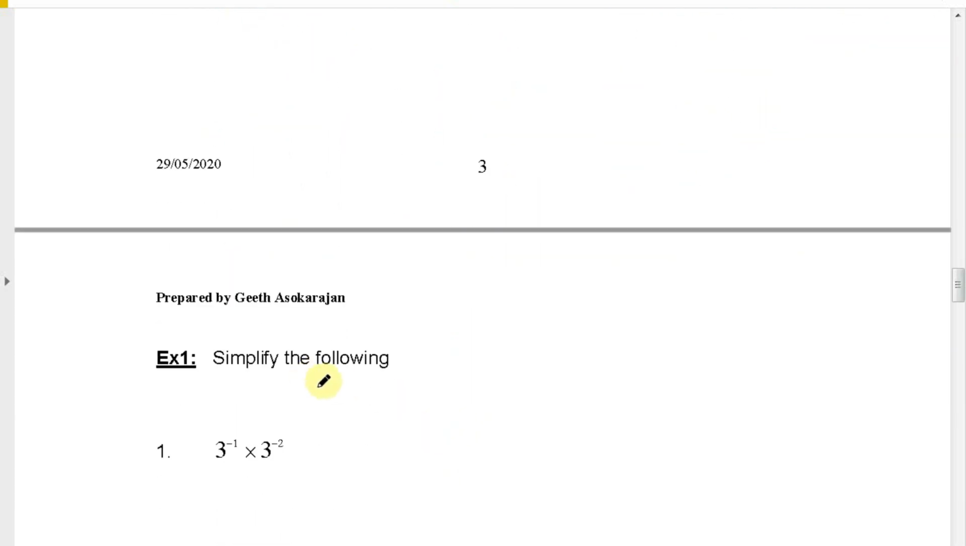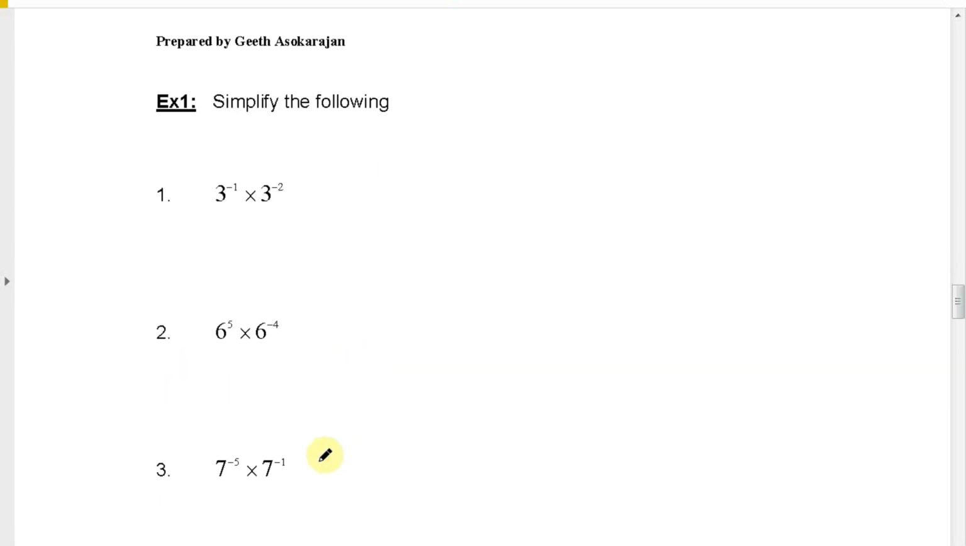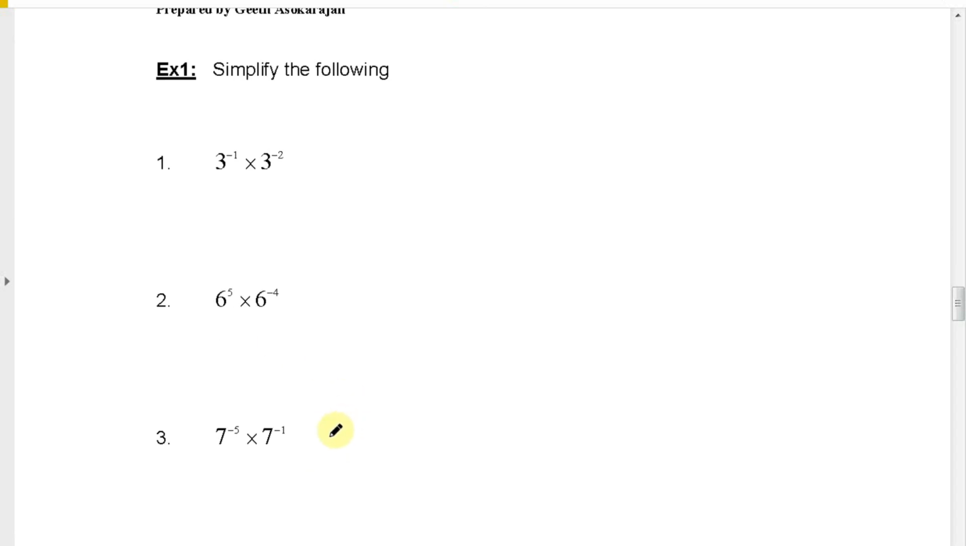Right. Questions for you to do. Example 1. Simplify the following. Try number 1, 2 and 3, and I'll give you the answers very soon.